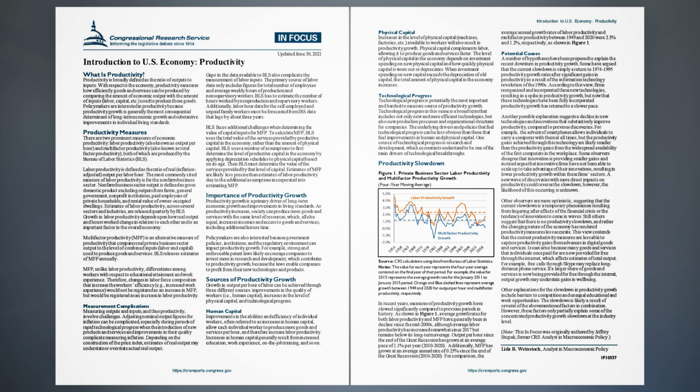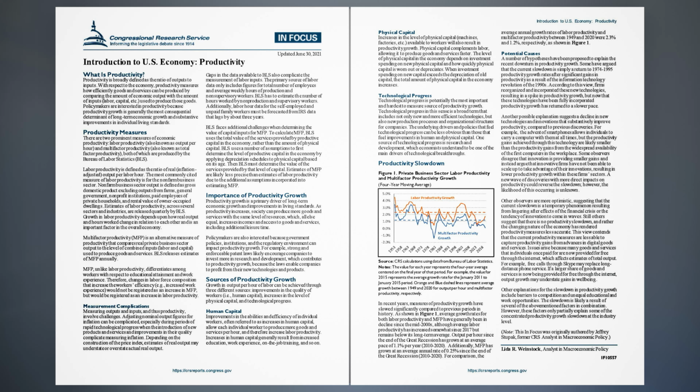In recent years, measures of productivity growth have slowed significantly compared to previous periods in history. As shown in Figure 1, average growth rates for both labor productivity and MFP have generally been in decline since the mid-2000s, although average labor productivity has increased somewhat since 2017 but remains below its long-term average.